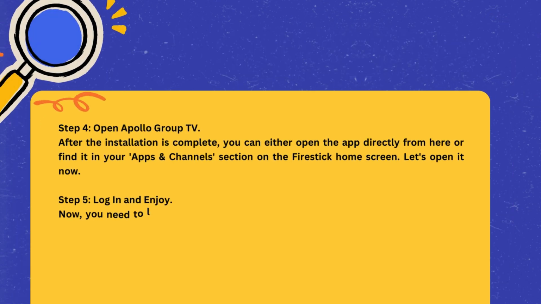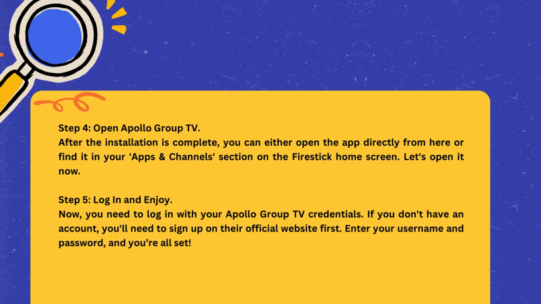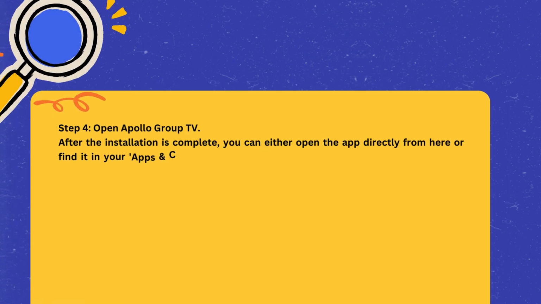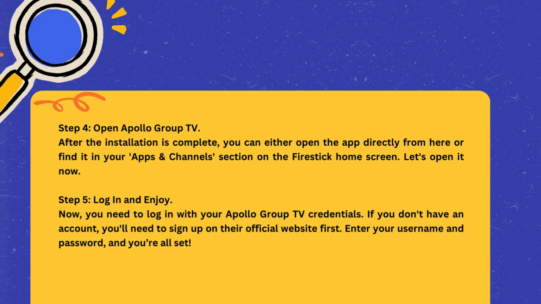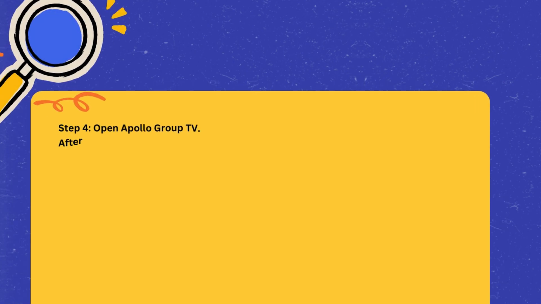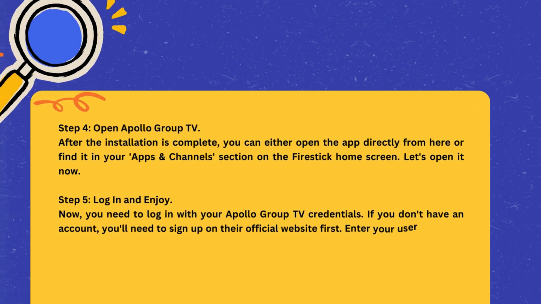Step 3. Download Apollo Group TV APK. Now that we have Downloader open, you'll see a space to enter a URL. This is where we'll enter the URL for the Apollo Group TV APK file. Enter the following URL, Apollo Group TV, and click Go.